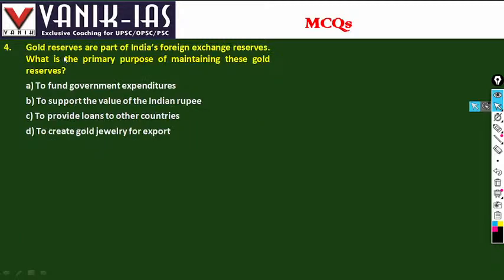Fine. The gold reserves are part of India's foreign exchange reserves. What is the primary purpose of maintaining these gold reserves? So gold reserve is maintained to support the value of the Indian rupee in the international market.